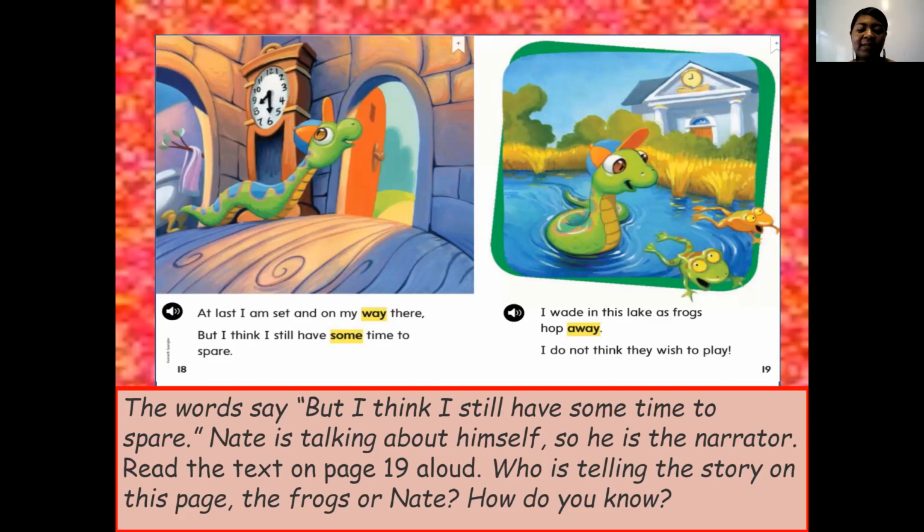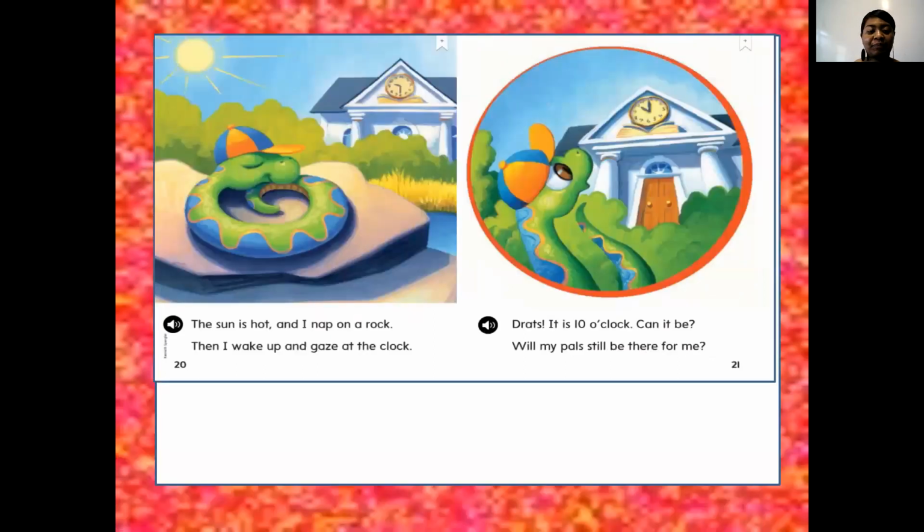Nate is talking about himself, so he is the narrator. Okay, let's read the text on page 19 aloud again. I wade in this lake as frogs hop away. I do not think they wish to play. Who is telling the story on this page? The frogs or Nate? You're right, it is Nate. And how do you know? You see those words, I, very good.